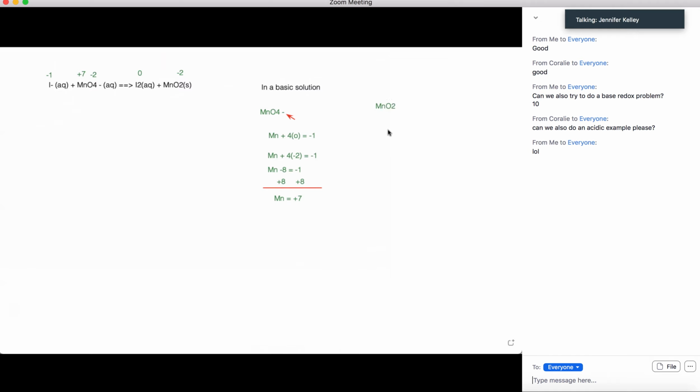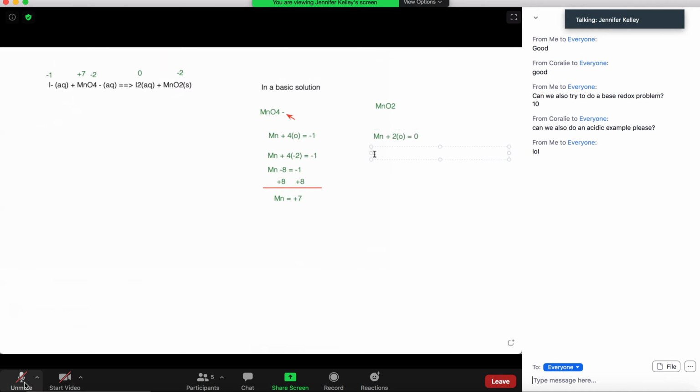And it's neutral, so whatever these add up to has to be 0. So it's manganese plus 2 times whatever oxygen is equals 0. All right? And then it's manganese plus 2 times, and we assigned oxygen as -2, equals 0.